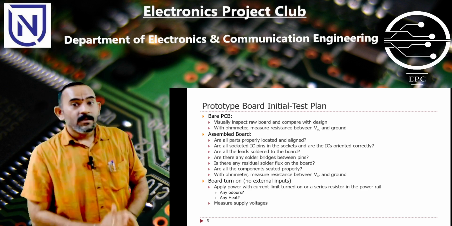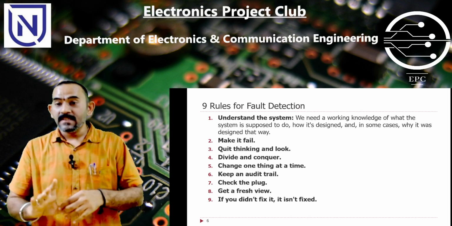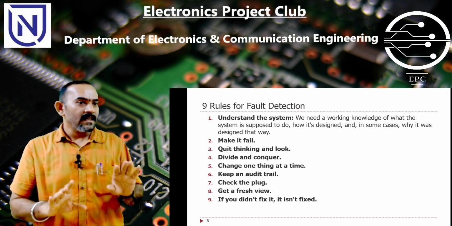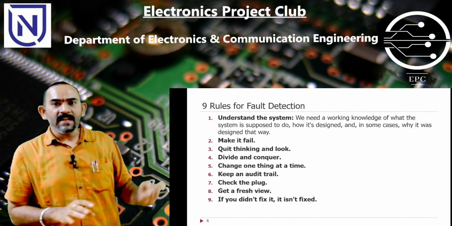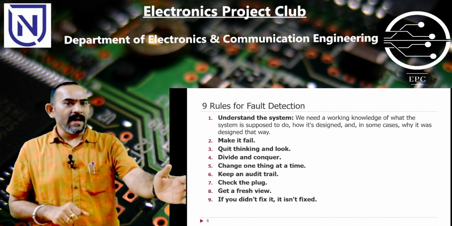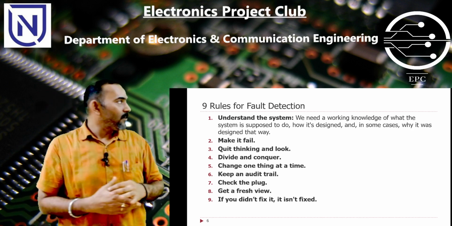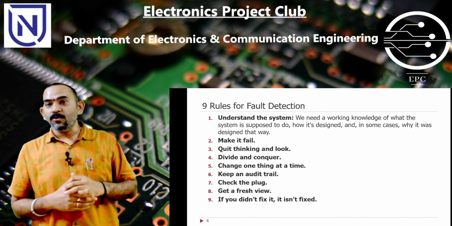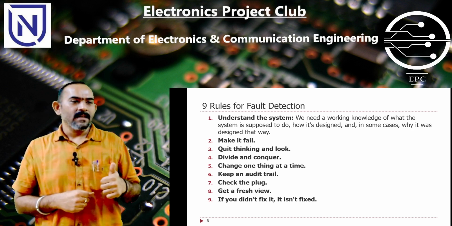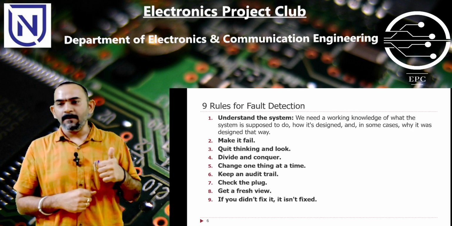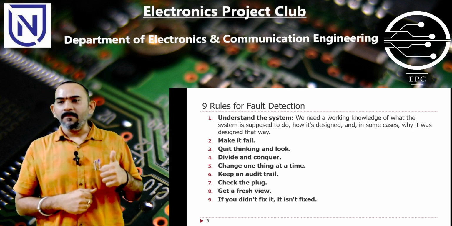Okay, so now these are a set of 9 rules which can be used for any fault detection or any bug detection or anything. These are generic rules, so it is not that it is only for hardware or for software, nothing like that, it works for any of this. The first rule is understand the system. So if I am testing something, first I need to know how the system is supposed to work. If I don't know that, then I will not be able to test.